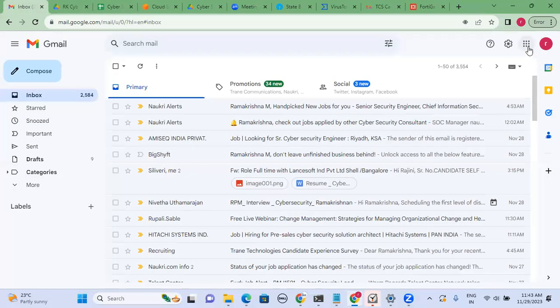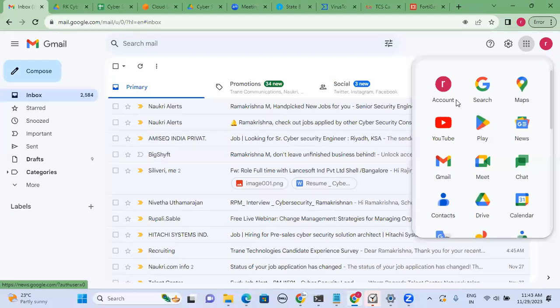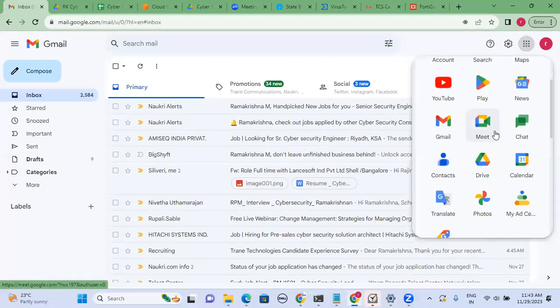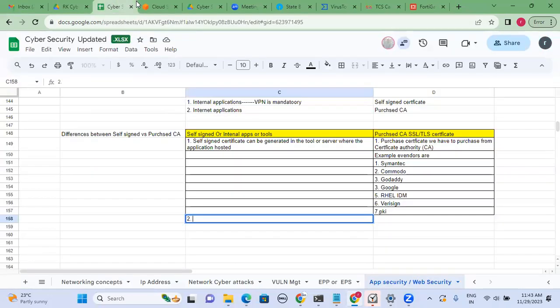I am opening Google. Under Google, how many websites do we have? Google Account, Google Search, Google Maps, YouTube, Google Play Store, Google News, Gmail, Google Meet, Google Chat, Google Contacts, Drive, Calendar. There are so many subdomains. If you want to purchase a certificate for all these domains, it's a very expensive solution, right? For every domain we have to purchase one certificate. Google Meet one certificate, Gmail one certificate, Google Drive one certificate, Google Chat one certificate, Google Calendar one certificate. All these are applications or websites.